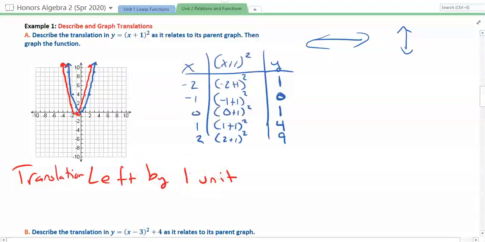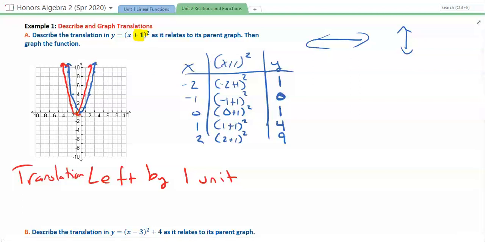And now this will be the general model. We'll talk about the form of it here in a second. But I have to have this +1 inside. Now, plus would normally tell us that we'd go to the right, but with horizontal translations, the x lies to you. And so instead of going to the right by 1, it's going to end up going to the left 1. And so all those ordered pairs did shift 1 unit left.